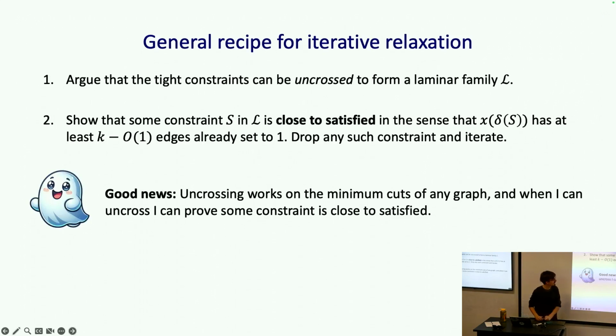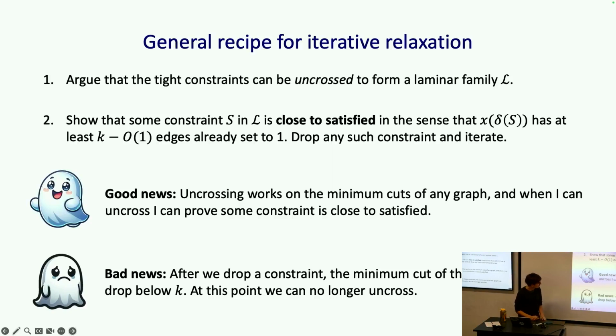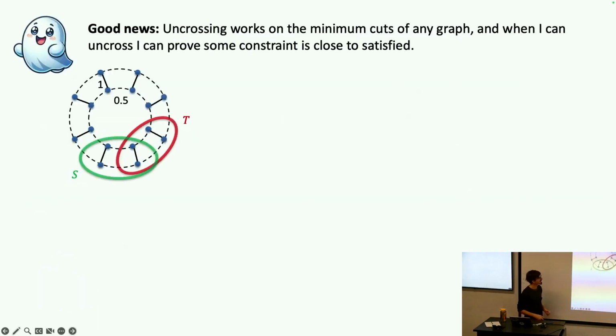There's some good news. Uncrossing is this first step we did, and it works on the set of minimum cuts of any graph. And remember our LP is saying it's a k-edge connected graph, and the tight constraints are exactly the minimum cuts of this graph G_x, the cuts with the smallest amount of edges going across. So that's good. But there is some very bad news, which is that after we drop a constraint, the minimum cut of the graph can actually decrease. Because I had some constraint that was mostly satisfied. It had k minus 5 integral edges. But then I just removed that constraint from my LP. That means that the connectivity of the graph in the next iteration, when I resolve my LP, can drop below k. And now it turns out that uncrossing no longer works. So let's see why this happens.